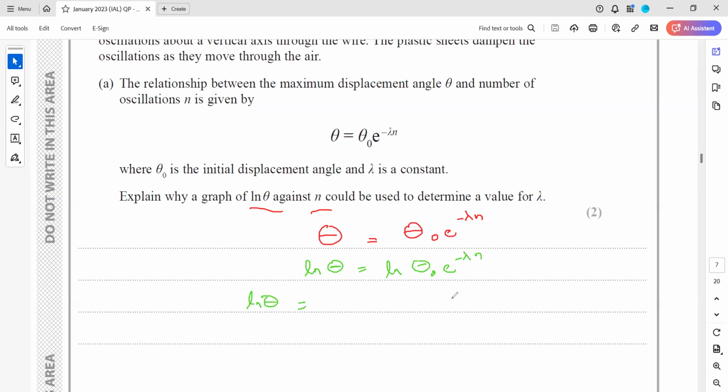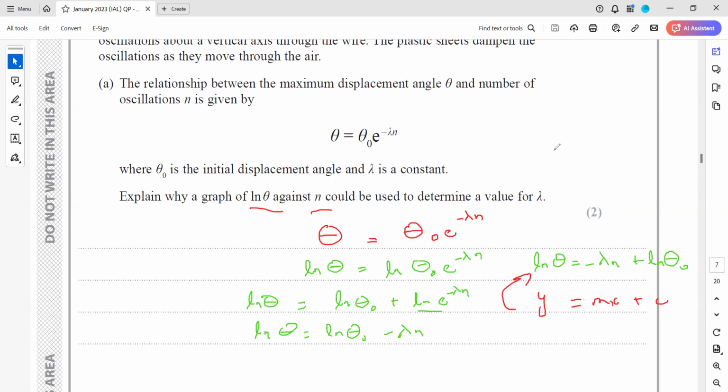When two quantities are multiplied, we write their logs in addition. So ln theta naught plus ln e raised to the power minus lambda n. Then ln and e cancel out each other, so ln theta equals ln theta naught minus lambda n. If we rearrange the equation, ln theta equals minus lambda n plus ln theta naught. Now we compare this with the equation of a straight line, y equals mx plus c.